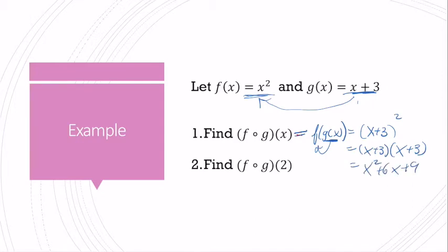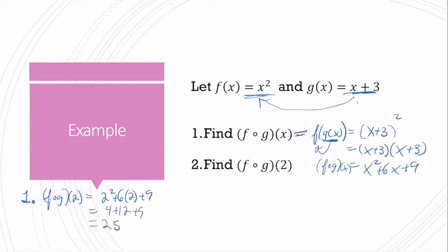Now, if I wanted to find f of g of 2, I can do that in two separate ways. One, now that I know what f composed with g of x is, I could substitute 2 into that function. And I'd get 2 squared plus 6 times 2 plus 9, which is 4 plus 12 plus 9, which is 25.